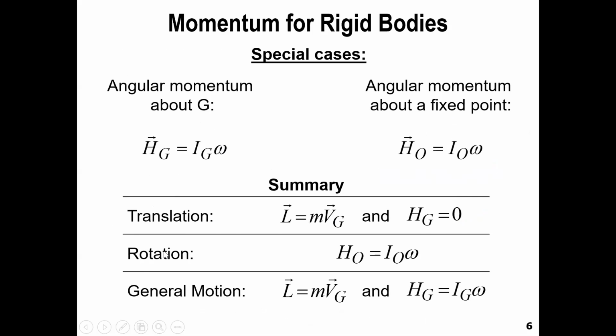If you have rotation only, which means your rigid body rotates about a fixed point, this is going to be your angular momentum about the fixed point. If you have general motion, which means you have linear velocity for G and angular velocity for the object, your linear momentum is going to be MVG, and your angular momentum, you can write I about G, is IG omega.